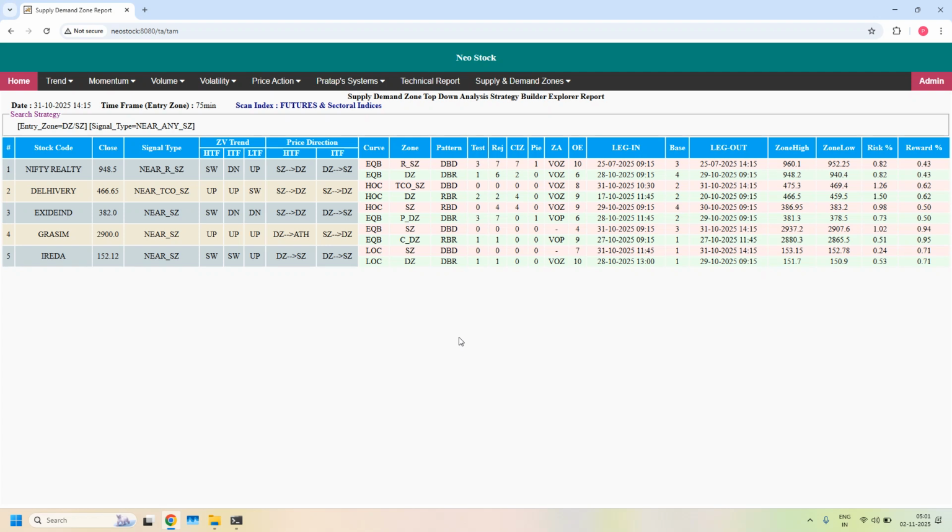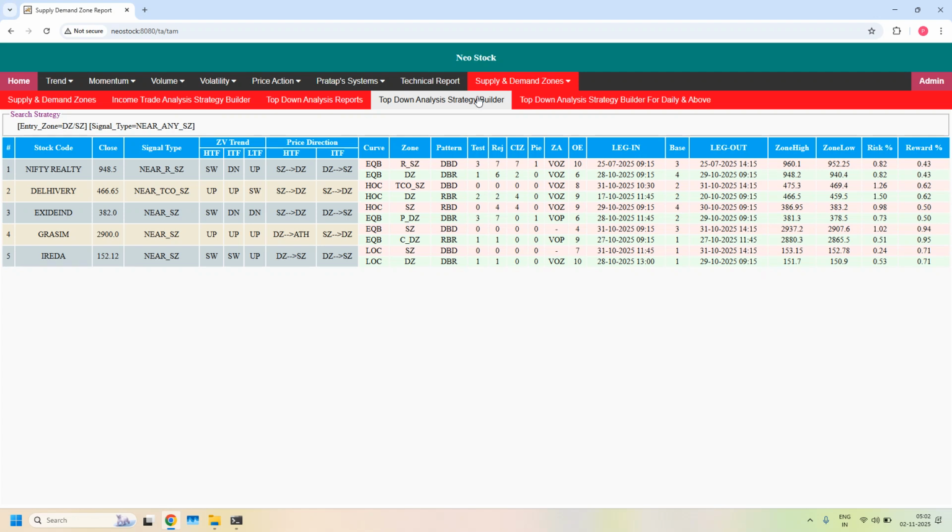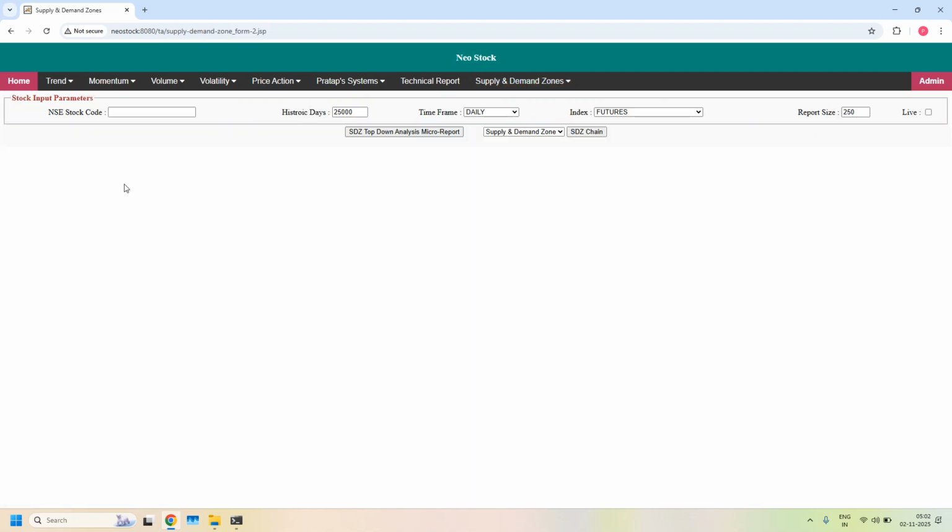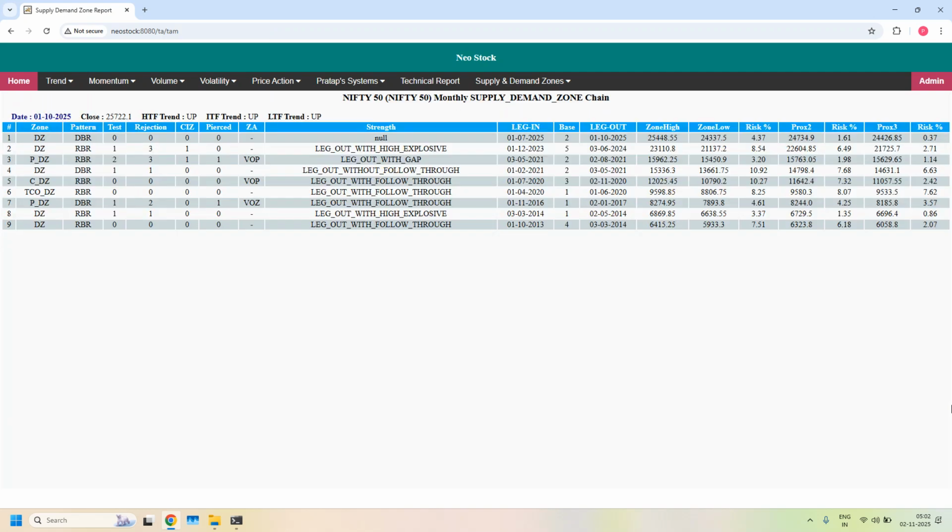Next, I will generate NIFTY and BANKNIFTY supply demand zone chain reports. Starting with NIFTY, generating monthly supply demand zone chain for NIFTY. This is NIFTY monthly supply demand zone chain report.